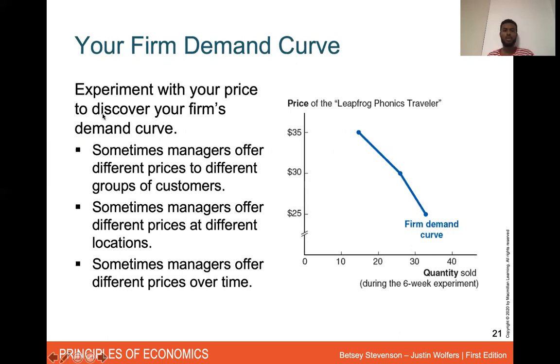So, your firm demand curve. Experiment with your price to discover your firm's demand curve. Sometimes managers offer different prices to different groups of customers. Again, this is slightly more advanced econ stuff that you're not going to learn here. Sometimes managers offer different prices at different locations. Sometimes managers offer different prices over time. We won't go into this, but if you're interested in that, this is stuff you'll learn in econ later on. It's interesting stuff.